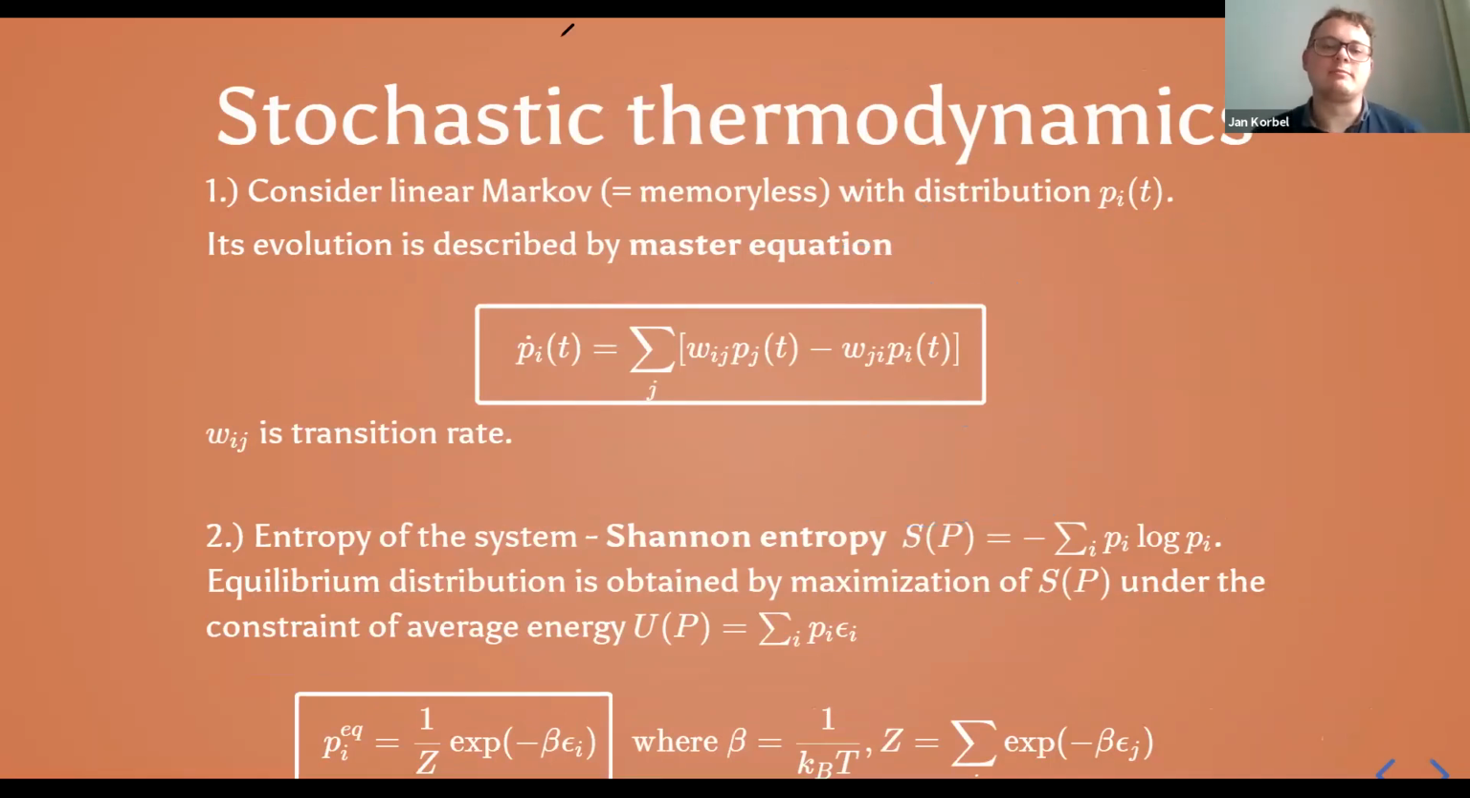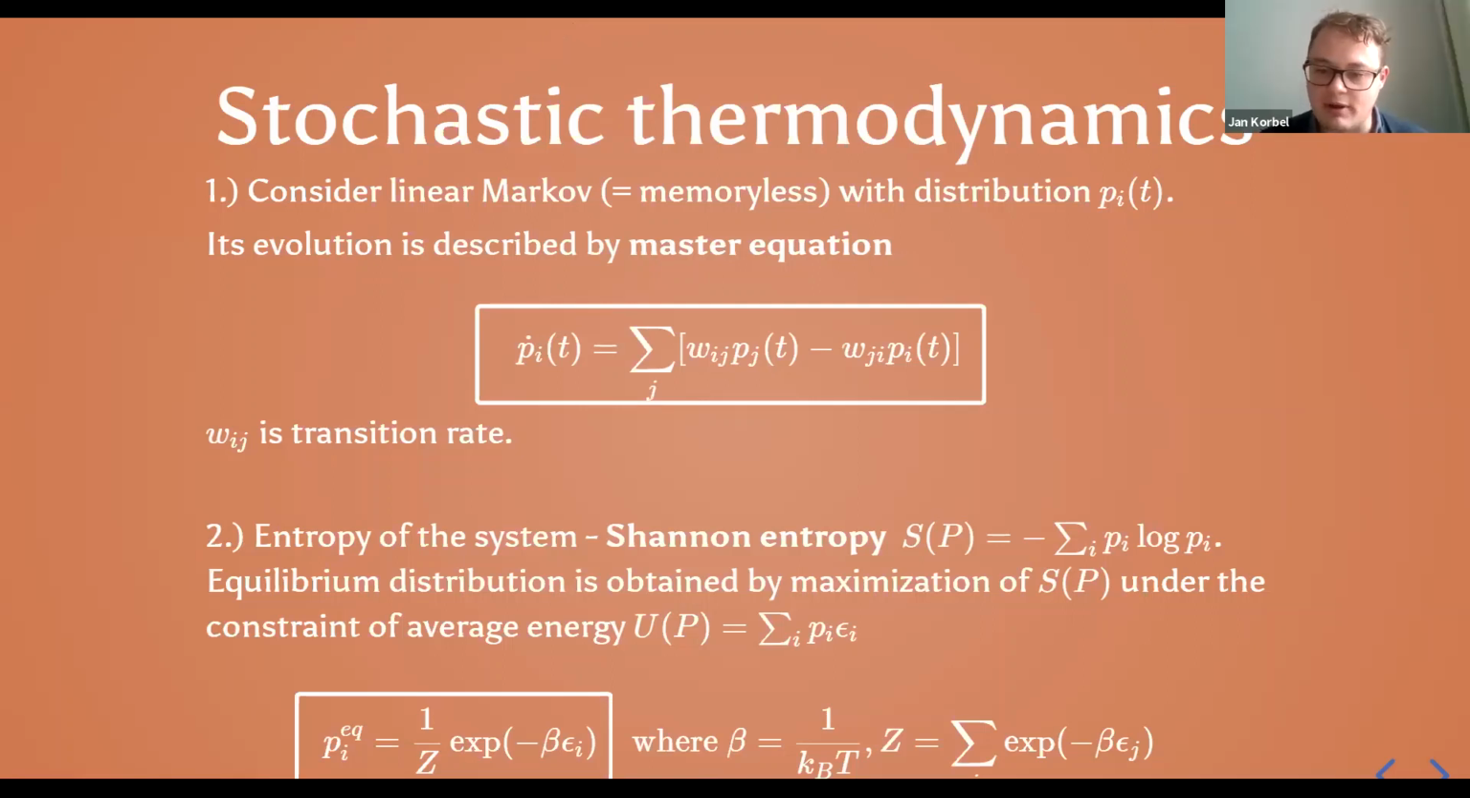Yeah, and now a little bit of the mathematics of stochastic thermodynamics. Typically what is considered is linear Markov dynamics, so no memory, just that your transition depends on your current state. In discrete cases it is the master equation, in continuous cases the Fokker-Planck equation. You have some transition rates that tell you the probability that you change from one state to the other. And now we define something called the entropy of the system.